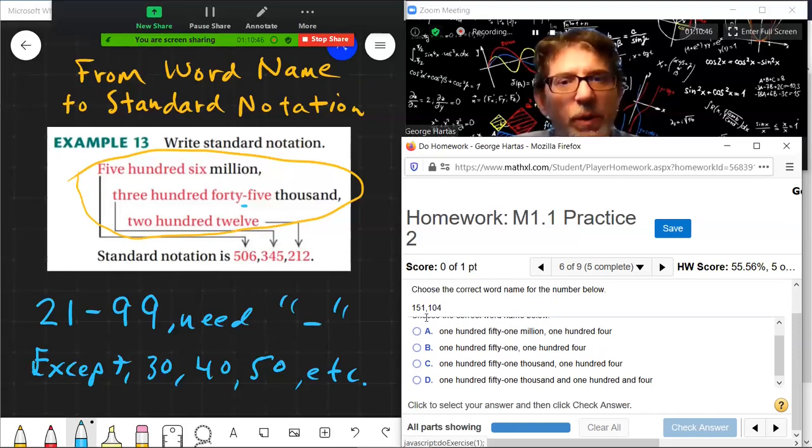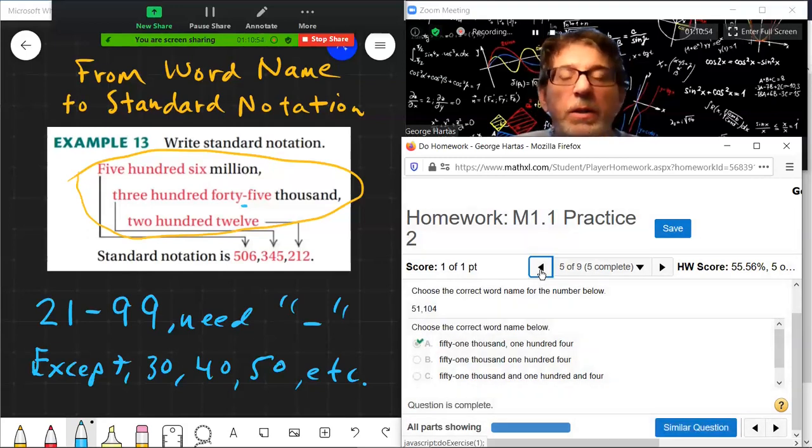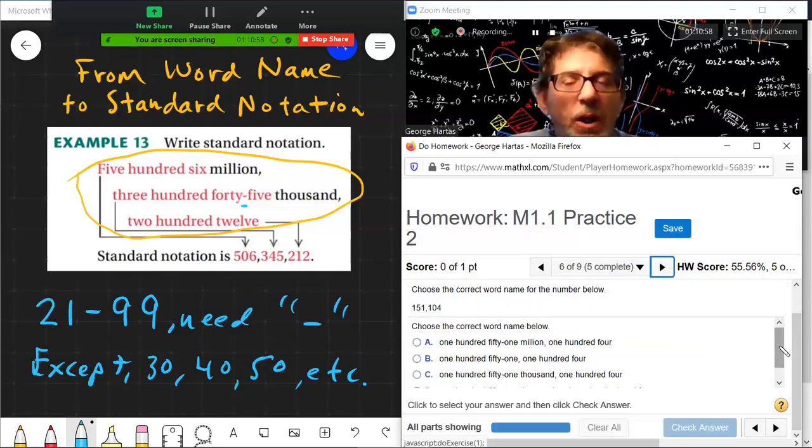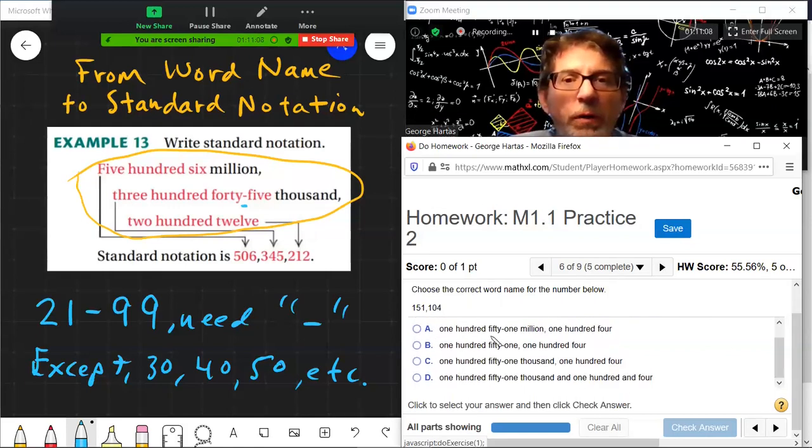I think we just did this, correct? Okay, 151,000, let me see. Oh, okay. All right, almost did it. All right, so 151,000, I'm looking at this now, 104. 151 million, no, that's not the millions period, that's the thousands period. 151, well, no, it's not that, it's 151,000, it's not that one.